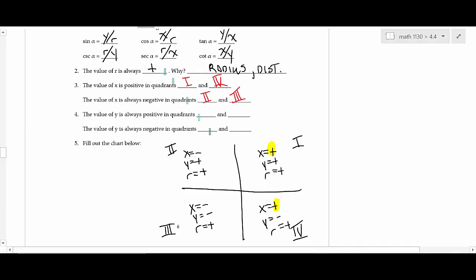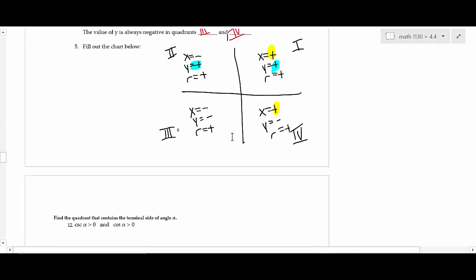Okay, Y goes like this. Y is positive when you're up there, and then you're negative when you're down there. So the value of Y is going to be positive in quadrants 1 and 2, and it's going to be negative in quadrants 3 and 4. If you know that information, which you should from graphing, then you can figure all this stuff out easily. Everybody with me in what I'm talking about here? Okay, all right. So that's just how points work.